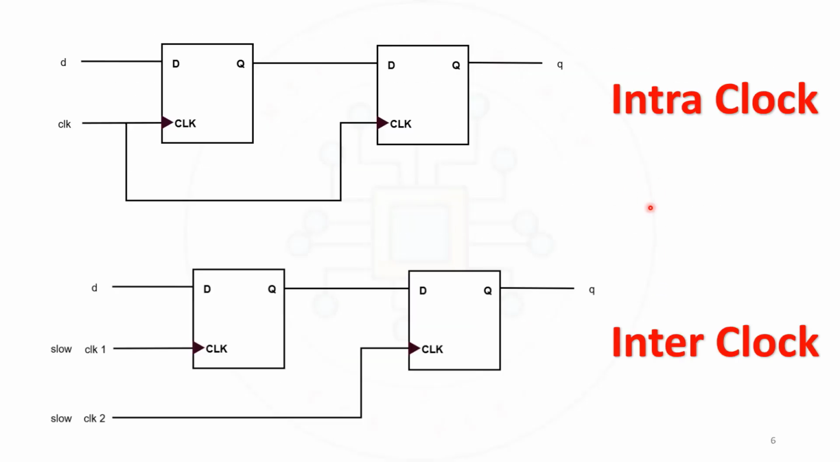You can see here there are two types. One is intra-clock, another one is inter-clock. Inter-clock means two different clocks for two different flops, whereas intra means only one clock for two flops. Remember this point. Intra means only one clock and the same clock is applied to both launch as well as capture. Whereas inter means two different clocks, clock 1 and clock 2, applied to two different flops. For the launch flop it is clock 1, for the capture flop it is clock 2. So understand this difference, intra and inter.